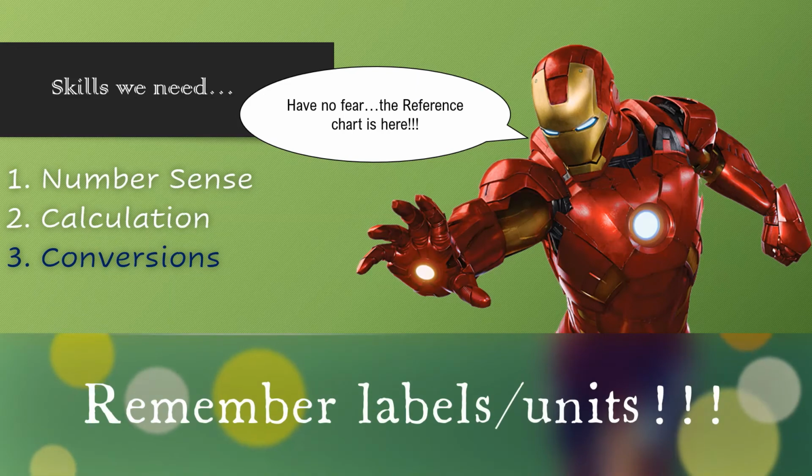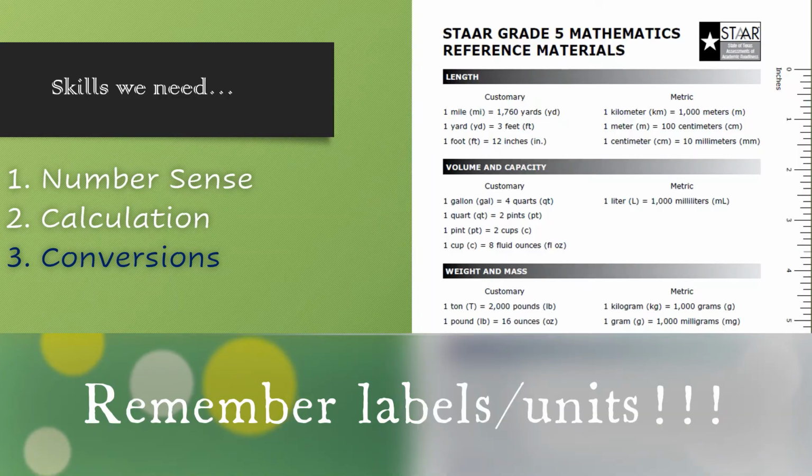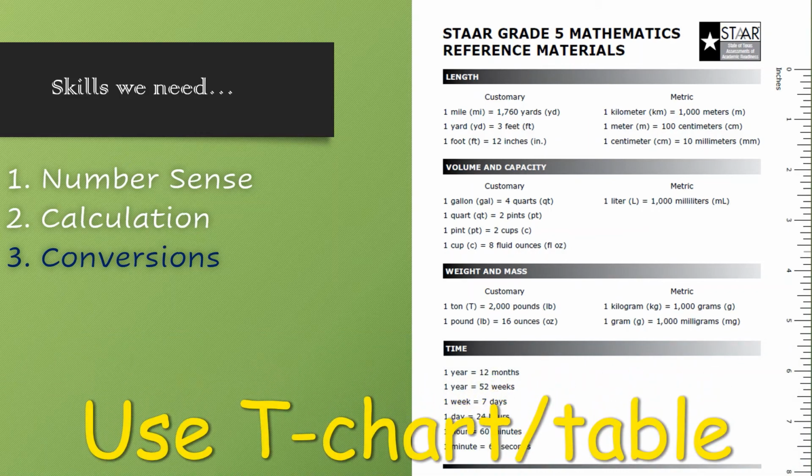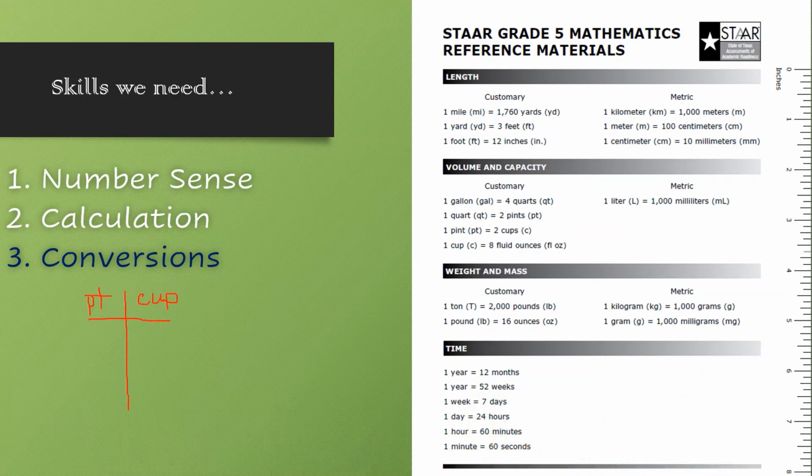Another item that we also need to remember are labels and units. Your answer must include the correct units. When reading a word problem, make sure you have a way to organize your information by sorting them according to the units that the question is talking about. A table or a T-chart work great with this concept.